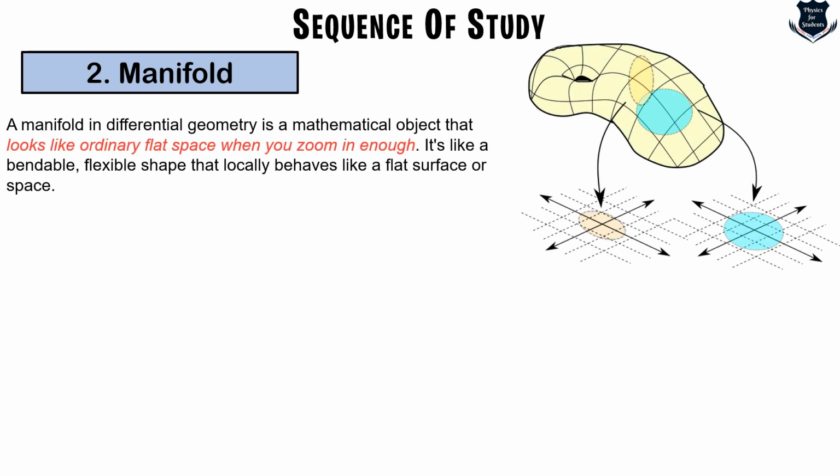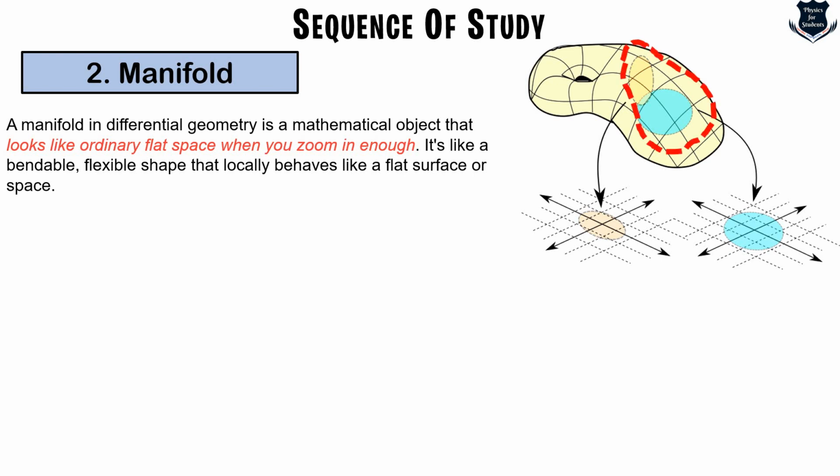The second point: when we are dealing with curvature, we are done with the bends and twists. The question is where it bends and twists. The answer is this. Point number 2, manifold. A manifold is basically something which looks like ordinary space, but when you zoom in, it looks like a bendable and flexible shape. A manifold in differential geometry is a mathematical object that looks like ordinary space when you zoom in enough.